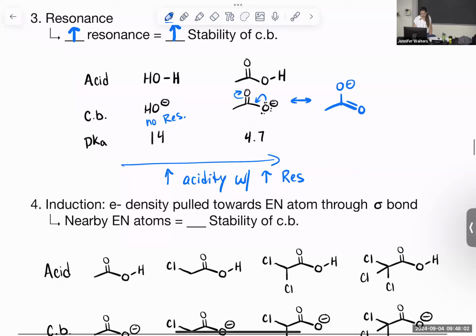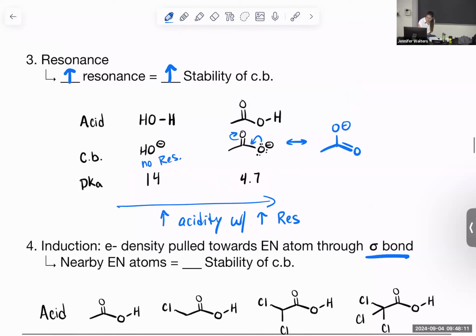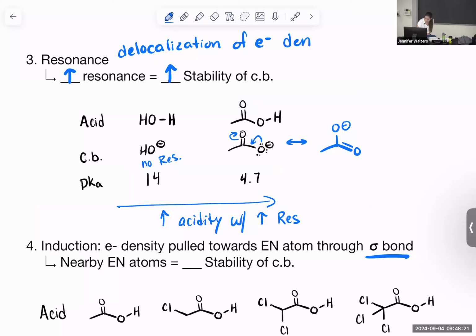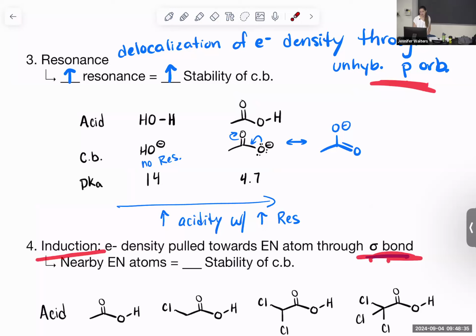When we look at induction, induction is the electron density that's pulled towards an electronegative atom, specifically through a sigma bond. So resonance, remember, is the delocalization of electron density through unhybridized p orbitals. So that's spreading that electron density through p orbitals. Induction is through our sigma bonds.